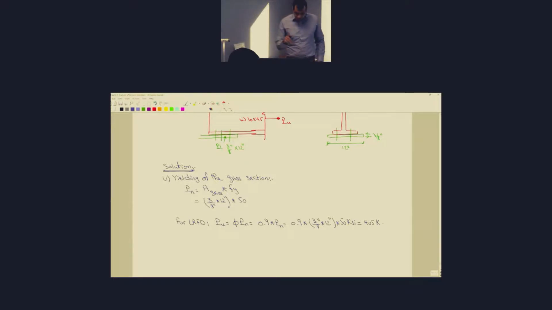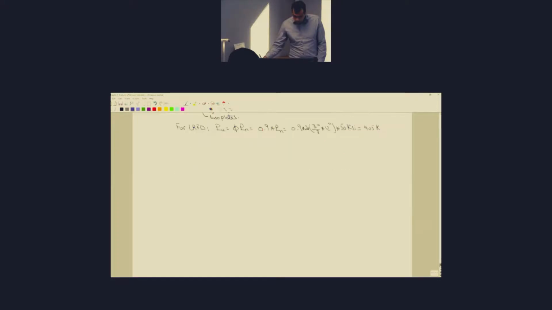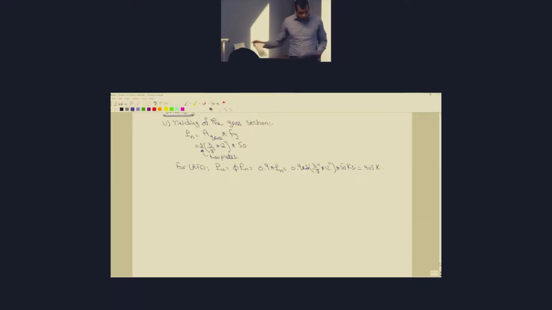Okay. Sorry, there is something that we missed here, where you're connecting two plates. So you have to multiply by 2 here, because you have 2 plates, 1 plate on top and 1 on bottom. So this 2 is for 2 plates. So this is the strength for the yielding. So what about the fracture?